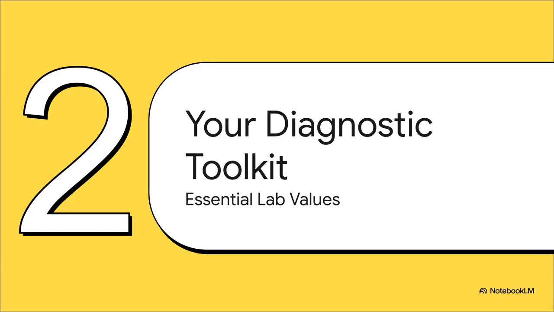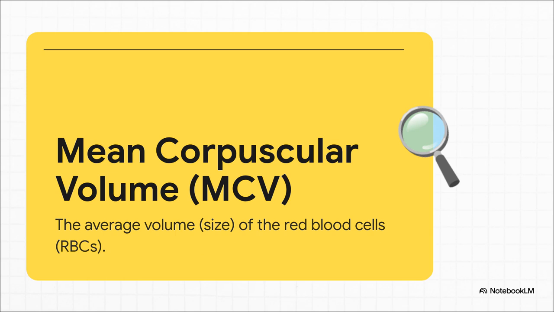Okay, so now that we know what we're looking for, let's put together our diagnostic toolkit. These are the essential lab values, the things you'll pull from the CBC that are going to guide your whole investigation. And the first tool you're going to reach for pretty much every time is the MCV, the mean corpuscular volume. I want you to think of this as the first big fork in the road in your diagnostic journey. It's your initial clue. Are the cells too small, too big, or just right?